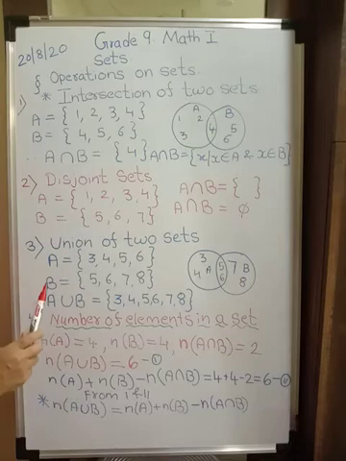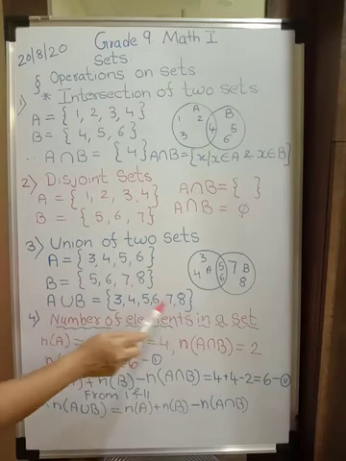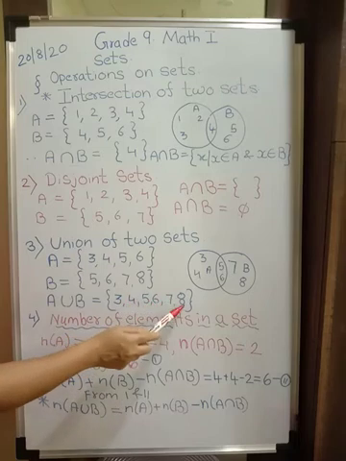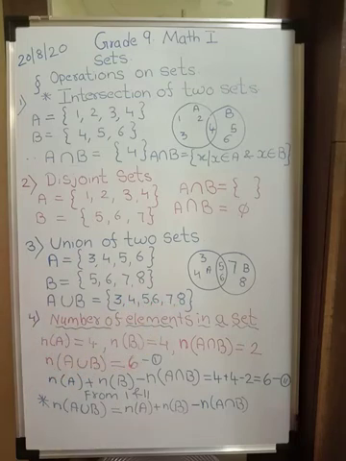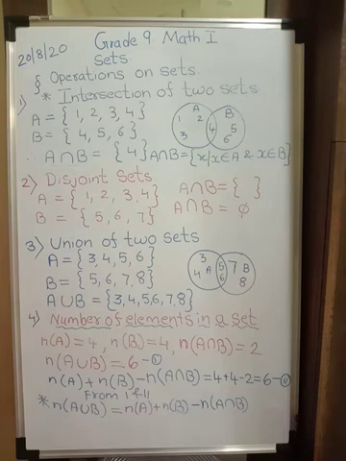Now it is denoted by this notation. It is not U actually. This is read as A union B. And what are the elements? 3, 4, 5, 6, 7, 8. Alright. Now if these concepts are clear, at least intersection of sets and union of two sets, let's go to number of elements in a set.